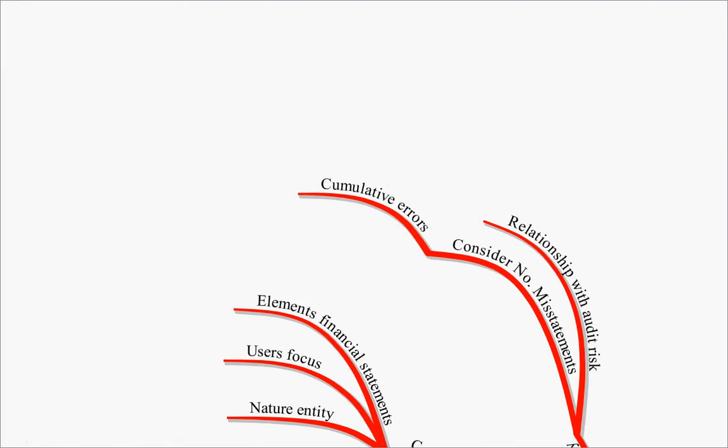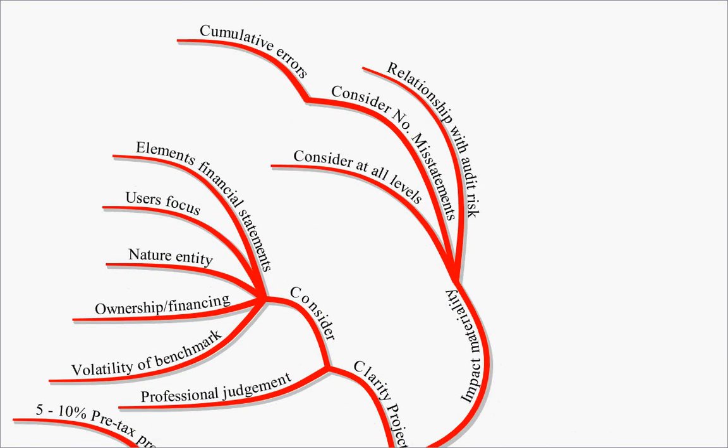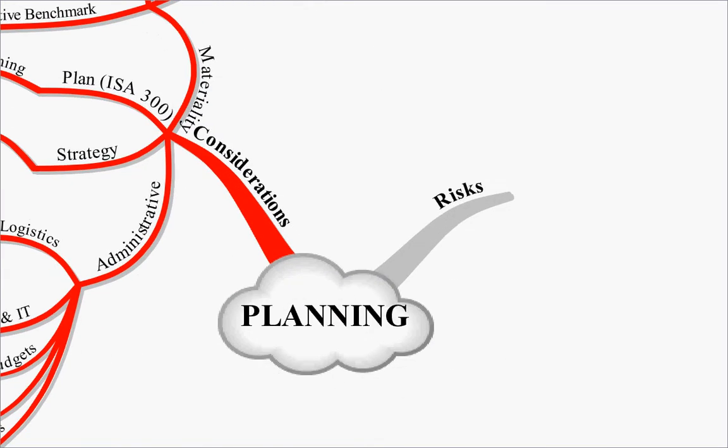We also need to consider the number of misstatements and whether there are cumulative errors, so whether misstatements in and of themselves are not material. If you add those all up, they may come to a cumulative error, which is just as bad. Okay, so you need to consider materiality at all levels of the audit.